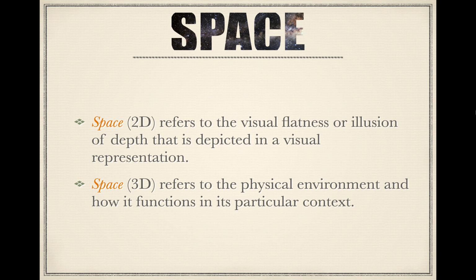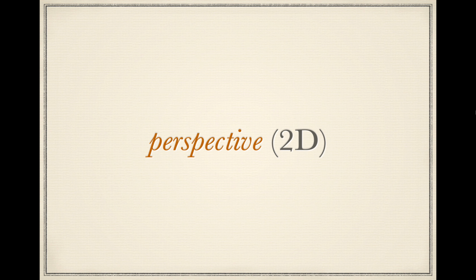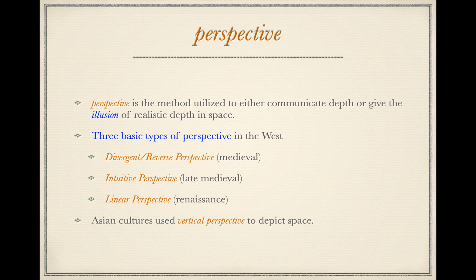So, there's three different types of perspective in two-dimensional artwork. And of course, perspective refers to how space is represented in two-dimensional artwork. So, perspective is the method which is utilized to either communicate depth or give the illusion of realistic space, or realistic depth in space.